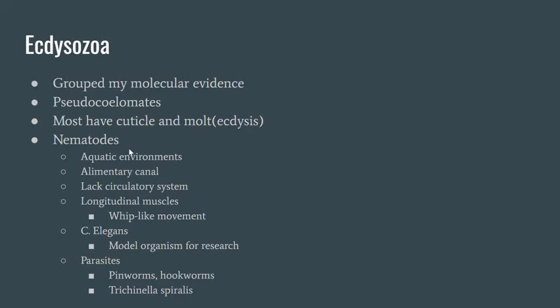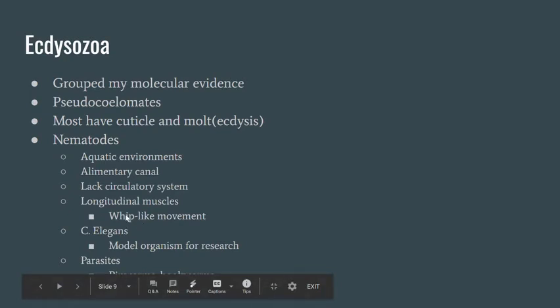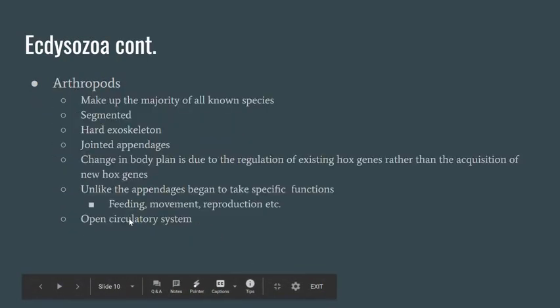You have your nematodes, which are your roundworms. They live in aquatic environments. They have an alimentary canal. They lack a circulatory system, and they have longitudinal muscles. Earthworms have circular muscles, so they will move by extending and retracting, extending and retracting. Nematodes, on the other hand, will move in a whip-like motion, kind of like that of a transverse wave.